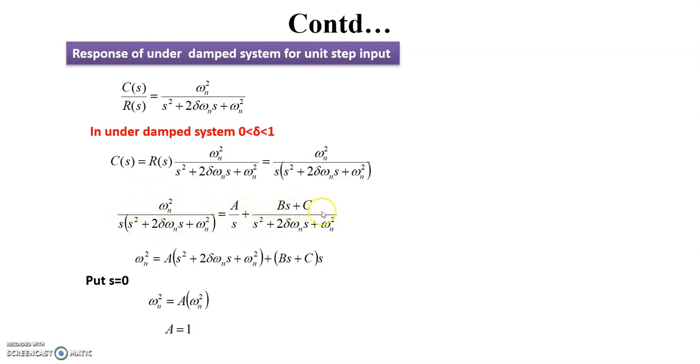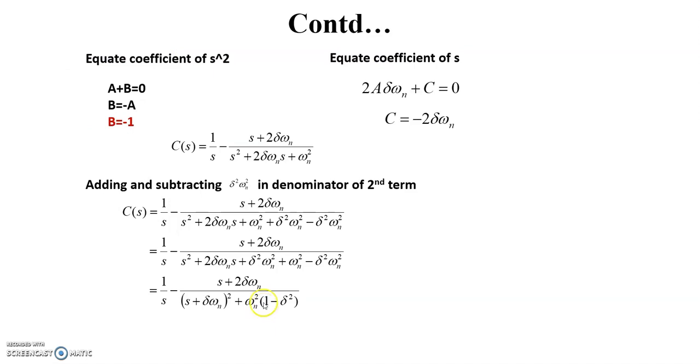A by S plus BS plus C divided by S square plus 2 zeta omega ns plus omega n square. So omega n square is equal to A into S square plus 2 zeta omega ns plus omega n square plus BS plus C into S. Put S is equal to 0 in this equation. You can find A is equal to 1. Similarly, you can find the B and C values. After you find the B and C values, substitute in C of S: 1 by S minus S plus 2 zeta omega n divided by S square plus 2 zeta omega ns plus omega n square.